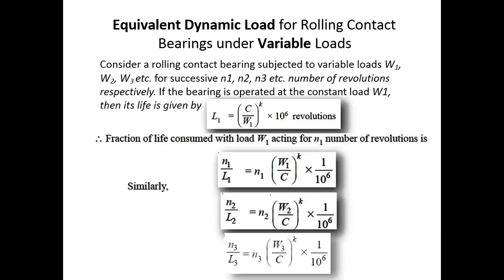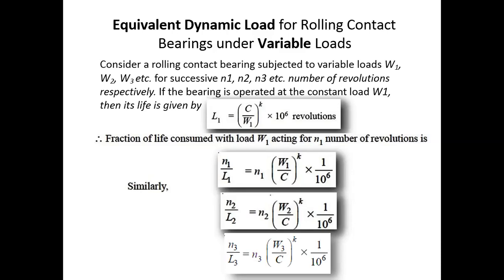Equivalent dynamic load for rolling contact bearing under variable loads. Consider a rolling contact bearing subjected to variable loads W1, W2 and W3 for successive N1, N2 and N3 revolutions. If the bearing is operated at the constant load W1, then its life is given by L1 equal to (C by W1) raised to K into 10 raised to 6 revolutions. The fraction of life consumed with W1 acting for N1 revolutions is N1 by L1, equal to N1 W1 raised to K by C raised to K into 1 upon 10 raised to 6.